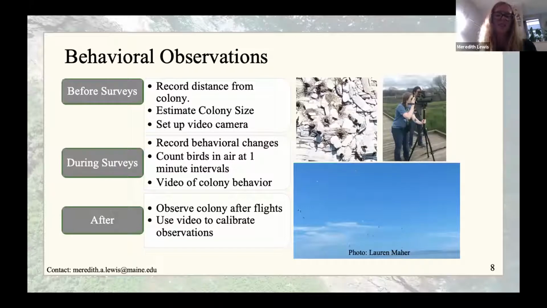As the survey is happening, we are also recording the colony's behavior via video camera. Once the UAV returns to its home location, we continue to observe the colony after flights, and if birds have left their nest during the survey, we quantify the amount of time that it takes to return to the nest.